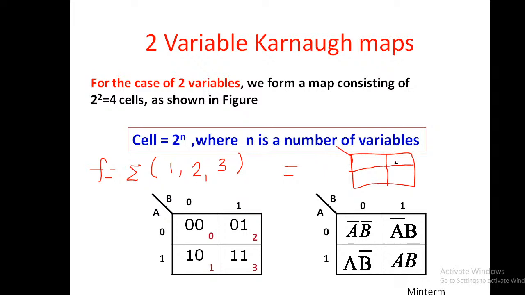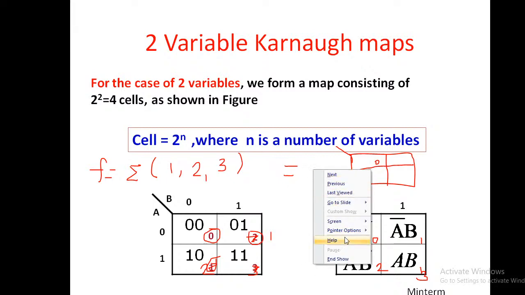So 1 means which position? You need to remember 0, 1, 2, 3. So this will be 0. Why is it 0? You can see, as you are putting A here and B here, this will be 0, 0. This will be 1. Then this will be 1, 0, 2, and this is 1, 1. This will be 3.